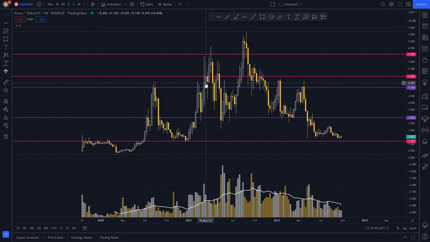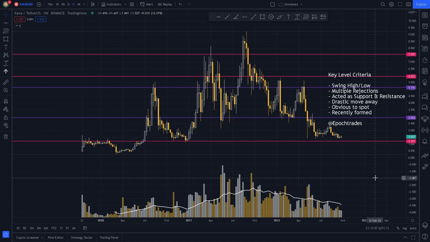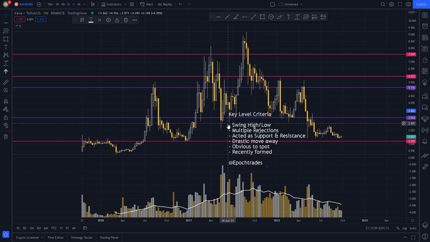And always, we don't want to just add lines all over our chart, which is why we want to make sure we're only plotting our key levels that follow our key criteria, which is swing highs, swing lows, multiple rejections, acted as support and resistance, drastic moves away, obvious to spot, and recently formed.